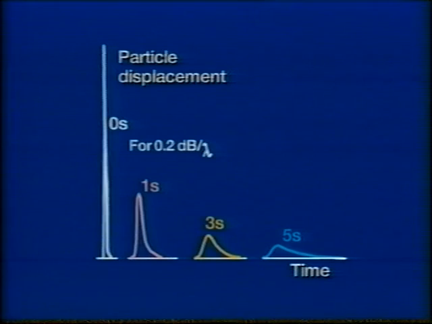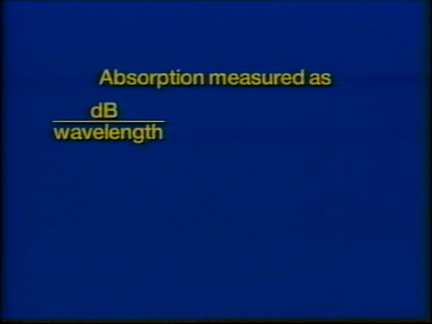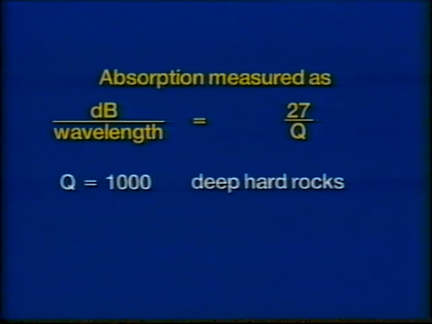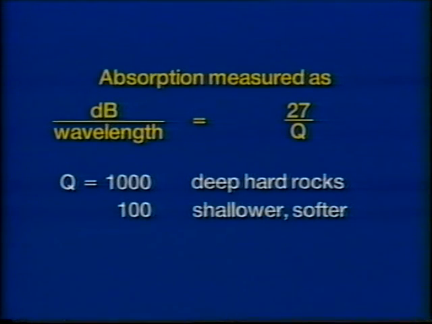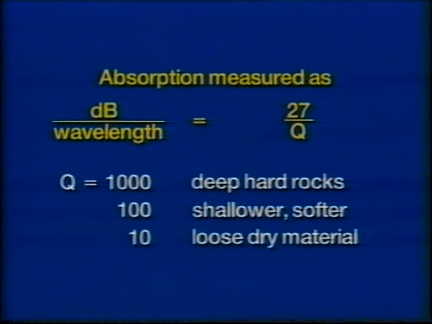Although the most meaningful way to express absorption is as so many dB per wavelength, sometimes we also use Q. Loosely, we think of Q as rock quality. Perhaps 1,000, small absorption, deep in the section; 100, medium absorption, shallow in the section; and 10, large absorption, in the near surface. Absorption, then, is a confounded nuisance. It progressively destroys the bandwidth and crispness of our seismic pulse, and so limits the attainable resolution.